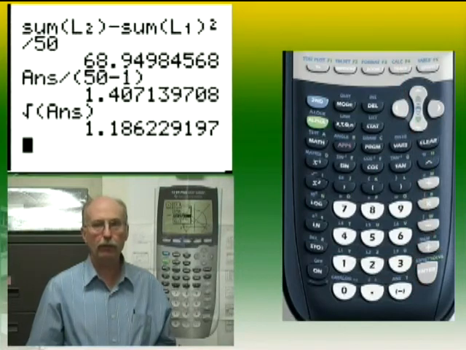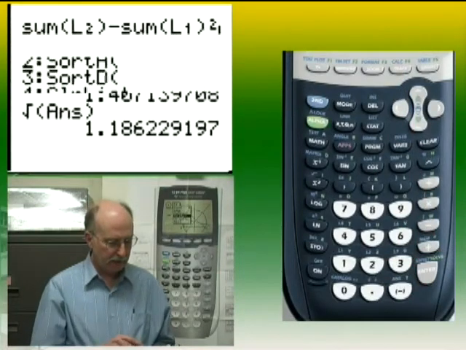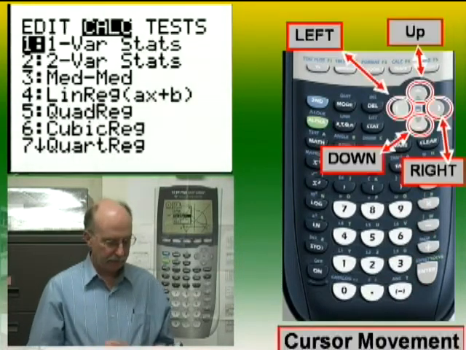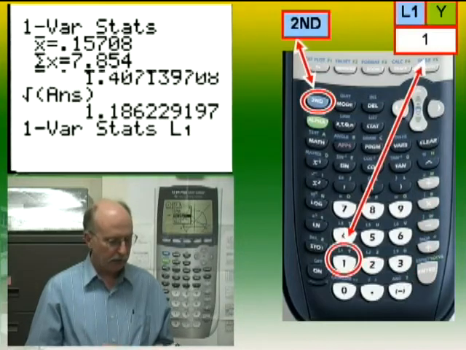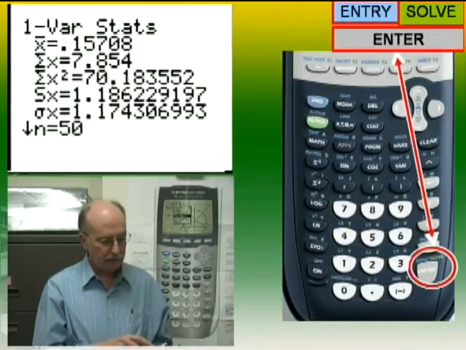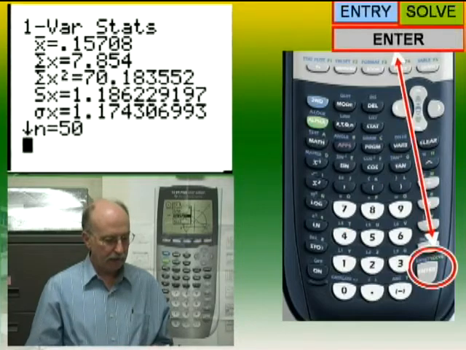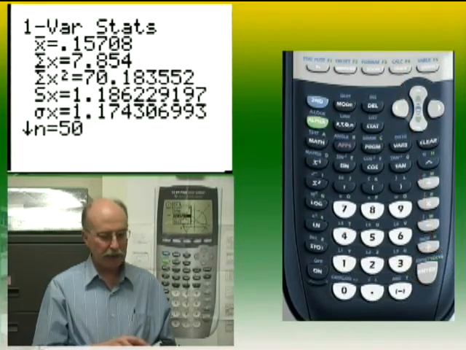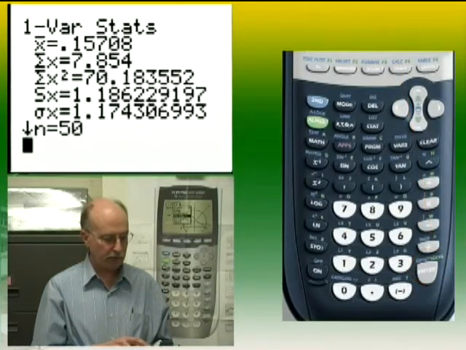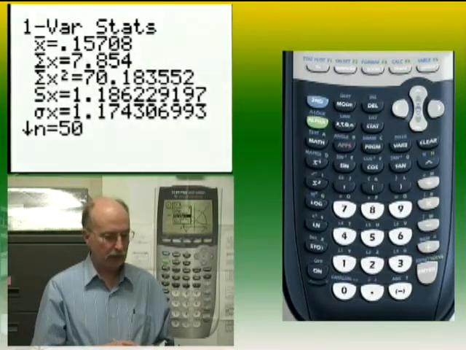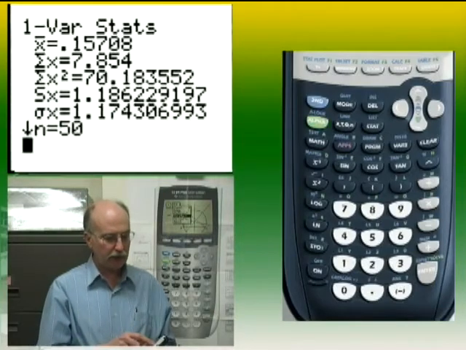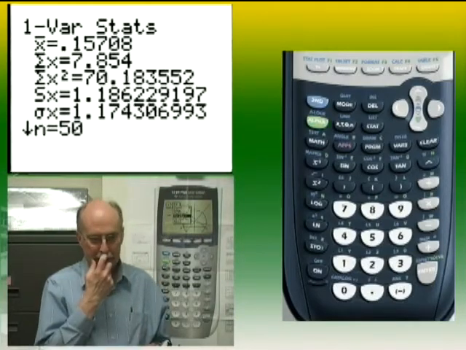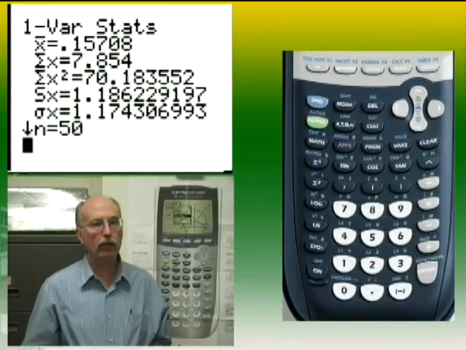And again, we could have done all that with one simple calculation. We could have hit stat, gone over to calculate, hit enter for one variable statistics, told it we're going to work with L1, second L1, hit enter, and you can see that our mean is in fact the 0.15708. We have the two standard deviations, Sx, which is our sample standard deviation, and sigma x, which is our population standard deviation. In this case, we want the sample standard deviation, and it's 1.186. So we know a lot about this curve.